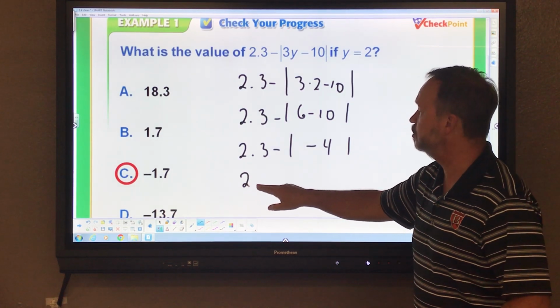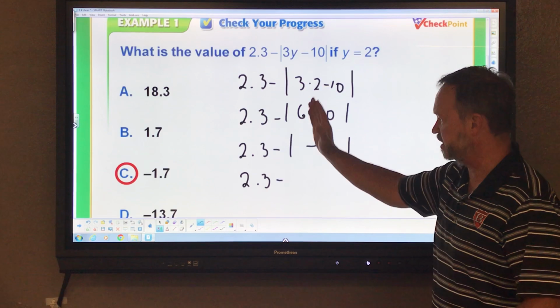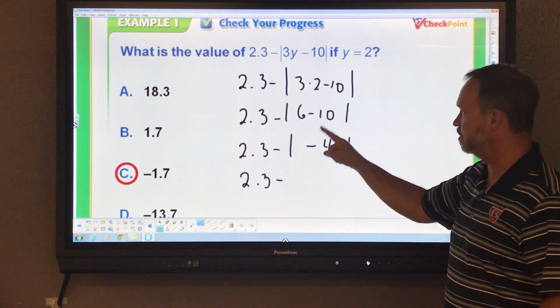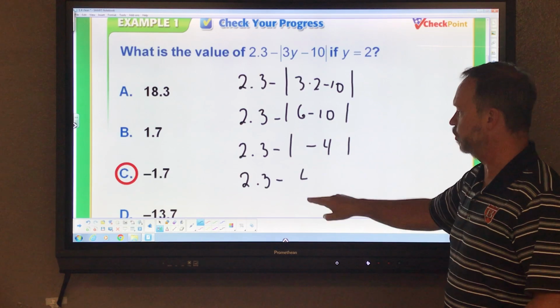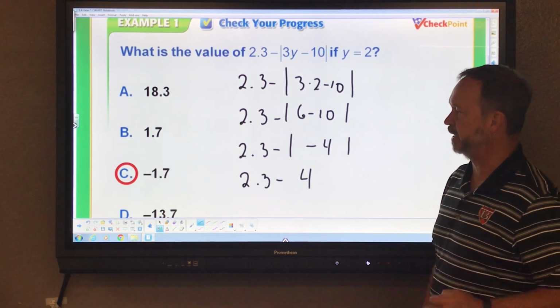So that's 2.3 minus, right? Because that's a minus sign. It's outside. It has nothing to do with the absolute value. It's outside the absolute value. And what is the absolute value of negative 4? 4. What is 2.3 minus 4? Negative 1.7.